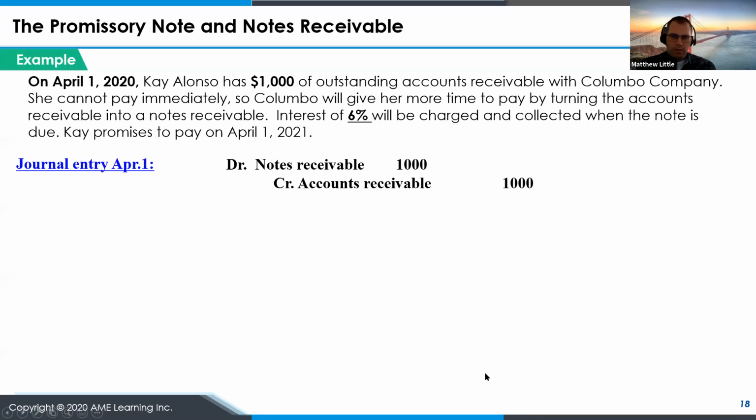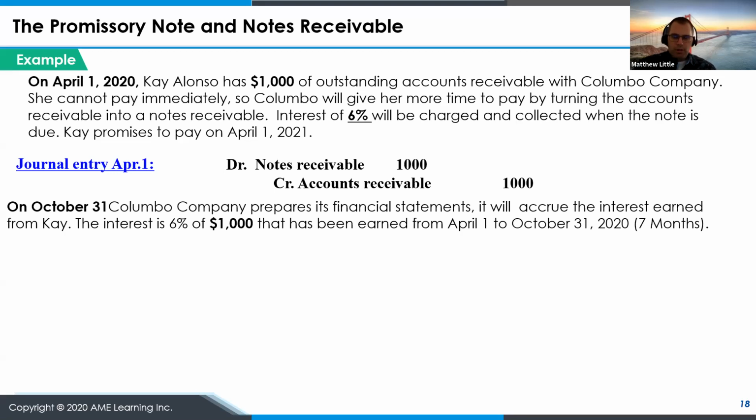All right, so another little example. On April 1st, we have a customer who had $1,000 in outstanding AR with us, and she can't pay us right now. So our company has agreed to give her more time, and interest will be charged at 6%, and she agrees to pay a year later on April 1st, 2021. So our first entry on April 1st, 2020 would be to move the accounts receivable for this customer, so credit AR, to a notes receivable, so debit notes receivable for the $1,000. It's between different buckets on our assets.